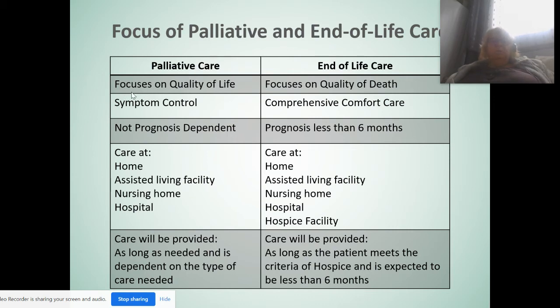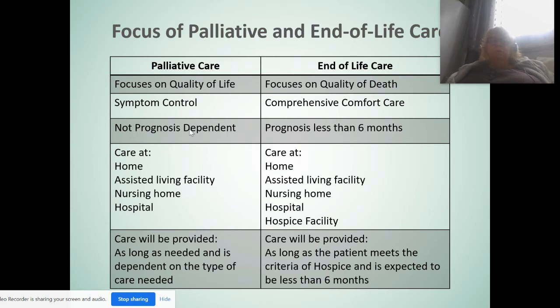So, palliative care focuses on the quality of life, so making sure that the person is living their best life while they are sick. And end of life care focuses on the quality of their death, so making sure they have a good death. Palliative care is more about symptom control, whereas end of life care is comprehensive comfort care, making sure the person is comfortable in all aspects of their life.